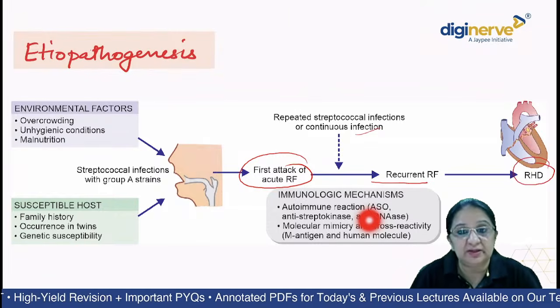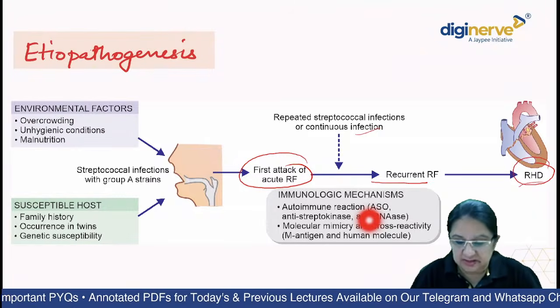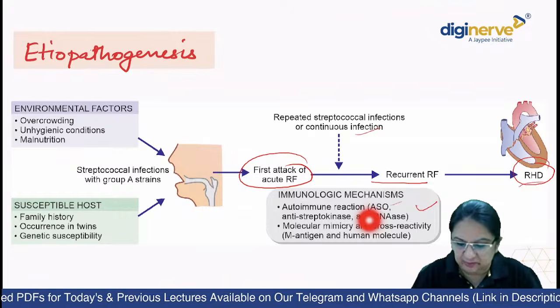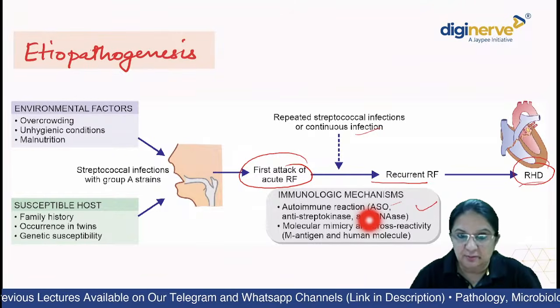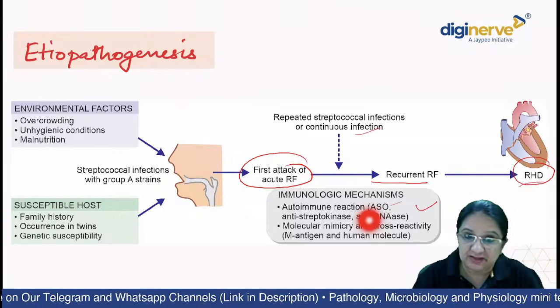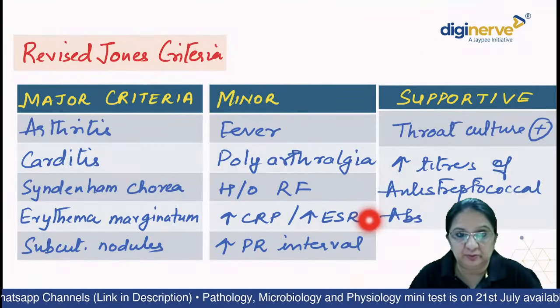What are the immunological factors? Autoimmune reaction. What are the antibodies? Anti-streptolysin, anti-streptokinase, and anti-DNase. It's basically molecular mimicry between the M antigen of streptococci and the human molecule.